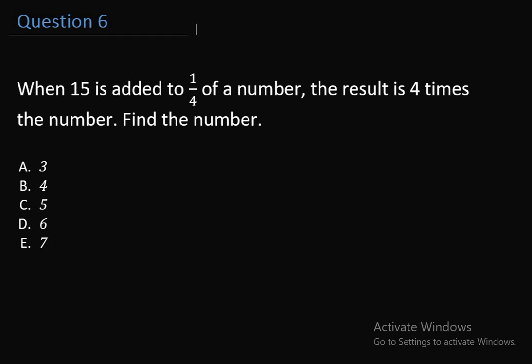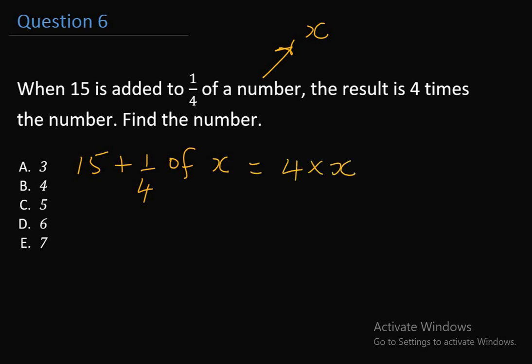Question 6. When 15 is added to 1 over 4 of a number, let that number be x, algebra. So when 15 is added to 1 over 4 of x, the result is 4 times the number. I said let the number be x. So 15 plus 1 over 4 of x, which means 1 times x, will give me x over 4, equal to 4 times x, 4x. Okay, so we can collect like terms from here.